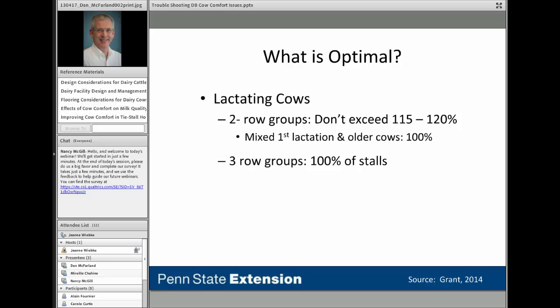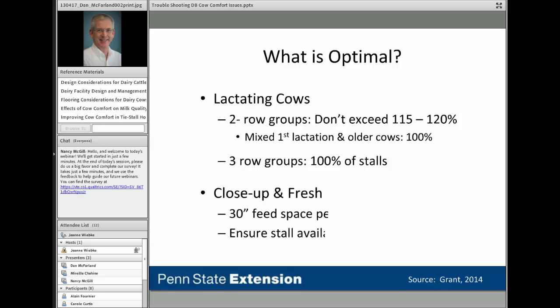What is optimal? Well, typically, in two-row freestall groups, we don't want to exceed 115 to 120% population. If you have a mixed group of first lactation cows with older cows, it's recommended, because of that dominant-submissive behavior between the first lactation and older cows, to perhaps keep it at 100% population. In three-row freestall groups, we typically look at 100%, or an even population to the number of stalls, simply because of the feeding space available to the cows.